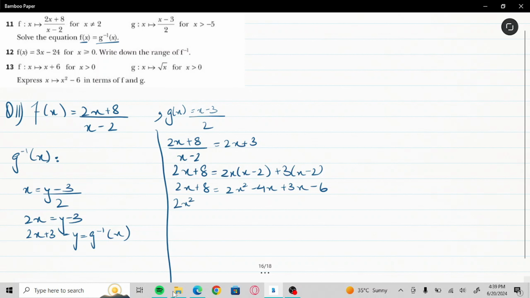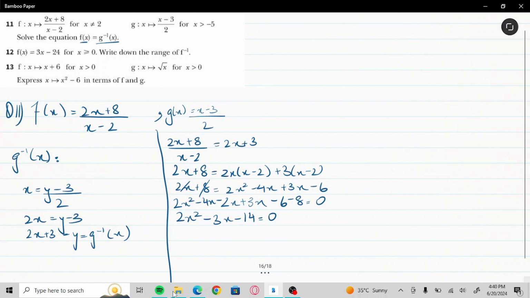2x squared minus 4x, and we are going to take 2x minus 2x plus 3x minus 6 minus 8 is equal to 0. Simplify this again to x squared. Minus 4 minus 2 is minus 6. Minus 6 plus 3 is minus 3x. Minus 6 minus 8 is minus 14, which in return equals 0.